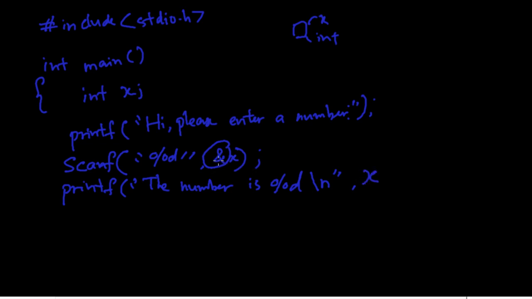We don't need the ampersand here, because this is part of the syntax. Just remember it as only scanf needs the ampersand. There we go. And return 0. Close the bracket. Okay, now let's look at how it will be printed out on the screen.